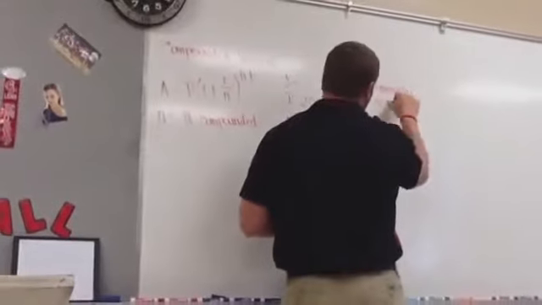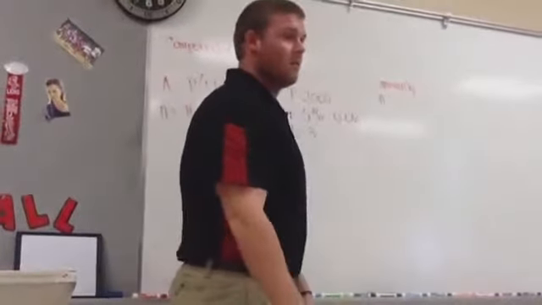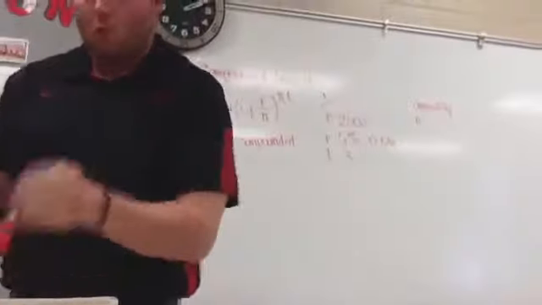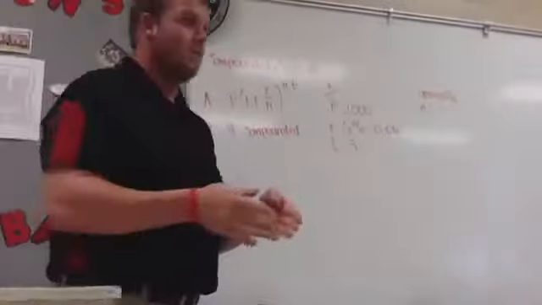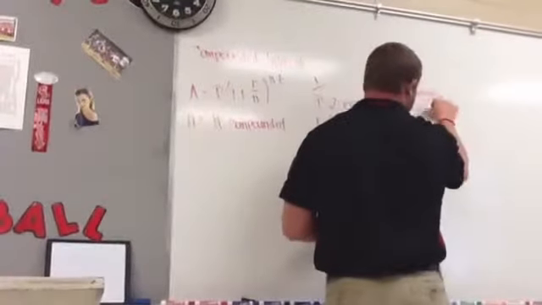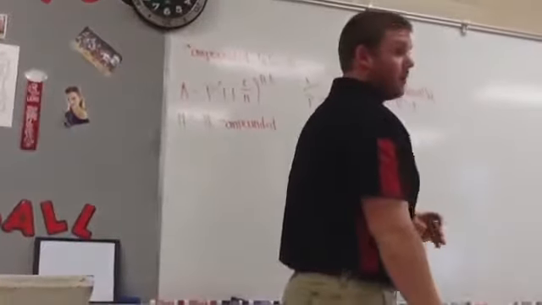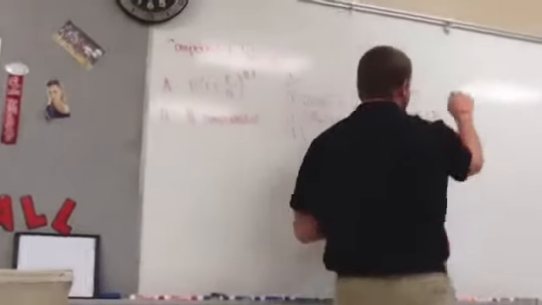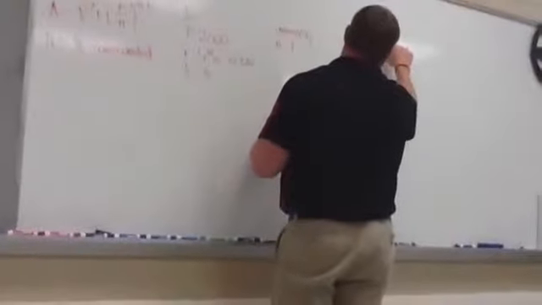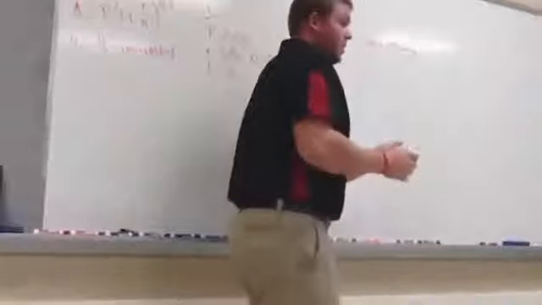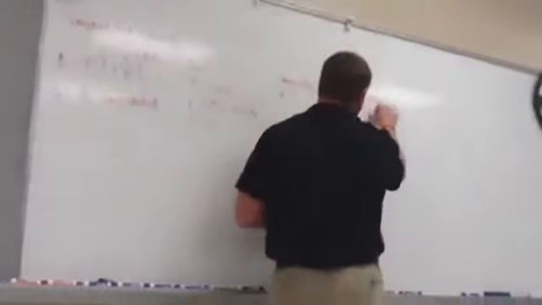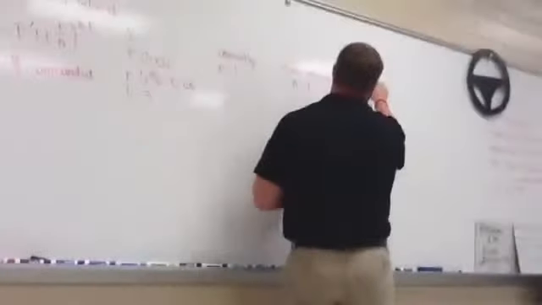So N would be what for annual? We're talking in terms of years. In terms of 1 year, annually is what? 1. All right, so N equals 1 for annual. Then it's going to say, what if it's compounded semi-annually? Semi-annually, it's compounded how many times? 2. 2 times per year. All right, quarterly.